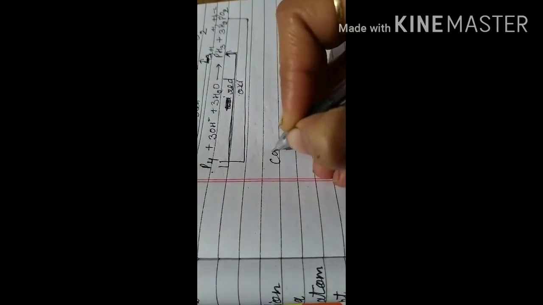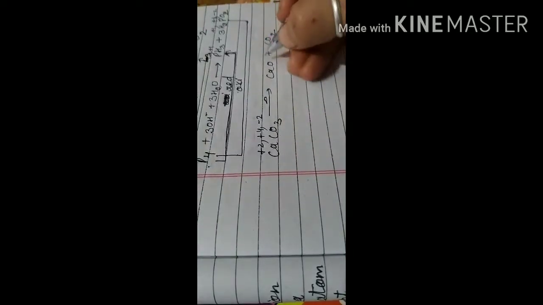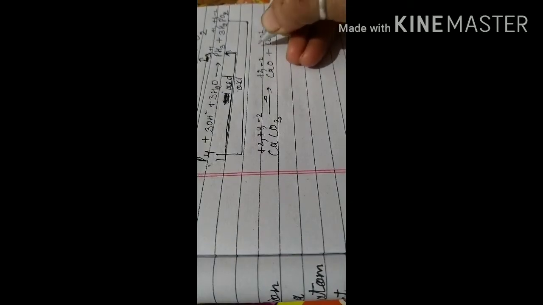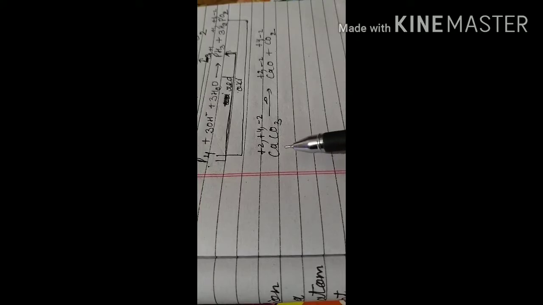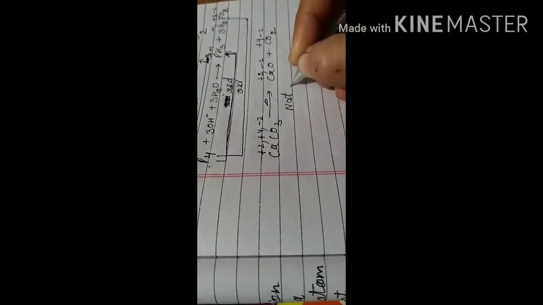Suppose you have CaCO3 and you are heating it. What will happen? It will dissociate into CaO plus CO2. So you try to find out: this is +2, this is +4 carbon and this is oxygen -2. This is -2 and this is +2. This is -2 and this will be +4. There is no change in the oxidation state of any single element. There is no change, so it is not a redox reaction.